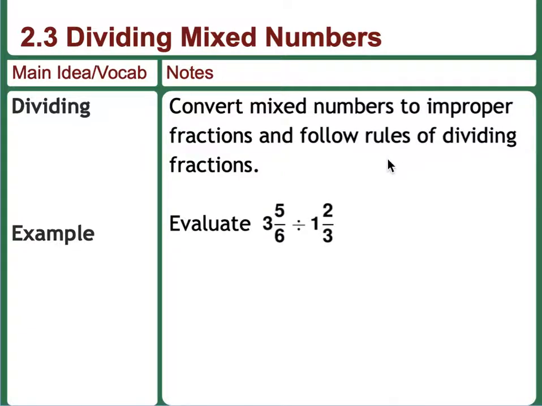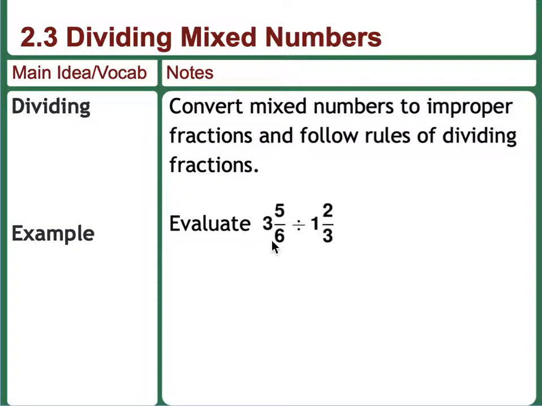Hello everyone to our lesson on dividing mixed numbers. So previously we learned that when dividing fractions, we keep the first number, we change division to multiplication, and then we flip to the reciprocal of the second number. All of that holds true for mixed numbers. We just have one step to do before we get to keep, change, flip, and that is to convert our mixed numbers to improper fractions.